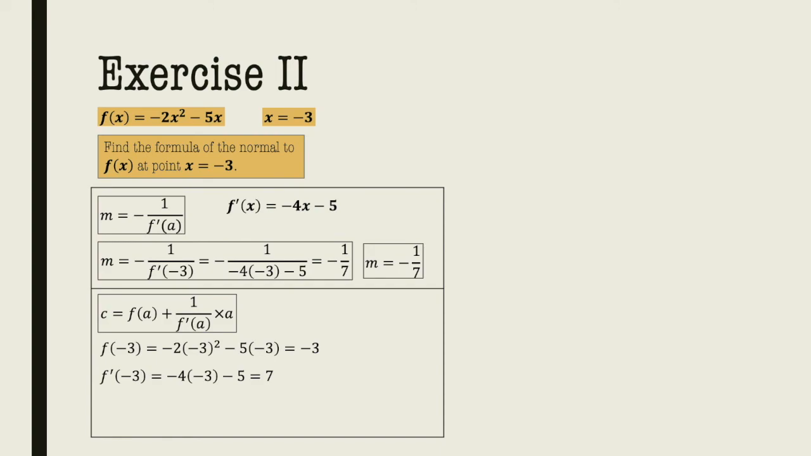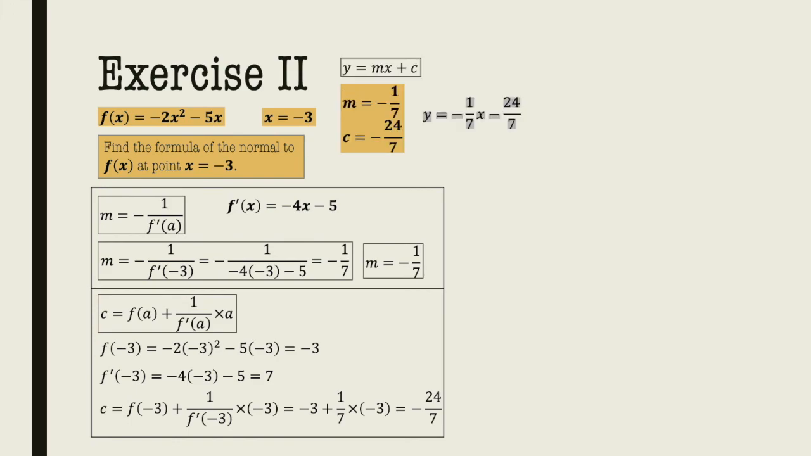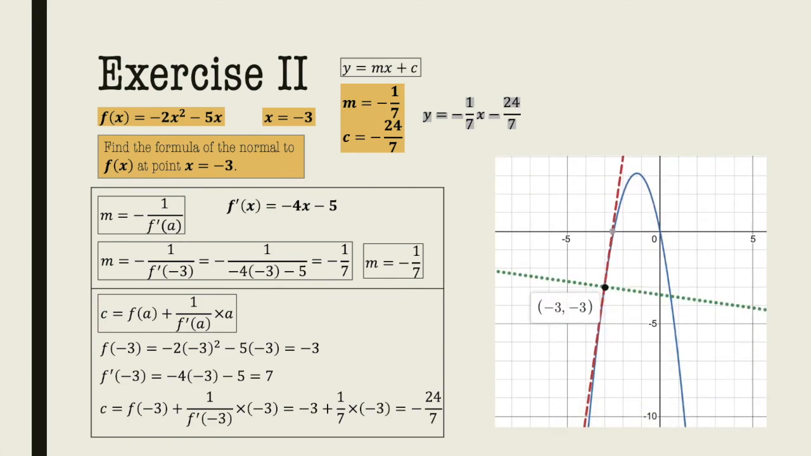First, we will solve f of negative 3 and f prime of negative 3, which are equal to negative 3 and 7 respectively. At last, according to the calculations, c equals negative 24 over 7, meaning the formula for the normal is y equals negative 1 over 7x minus 24 over 7. This is confirmed by the graph here, in which it is clear how the red tangent and the green normal are perpendicular, as well as how both intersect with the blue line at x equals negative 3.